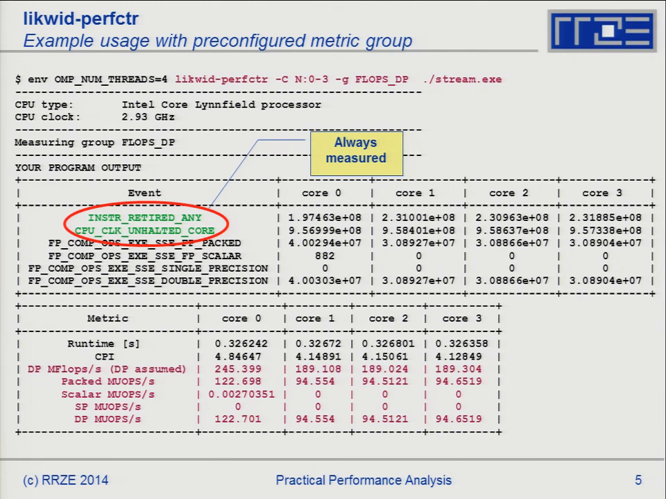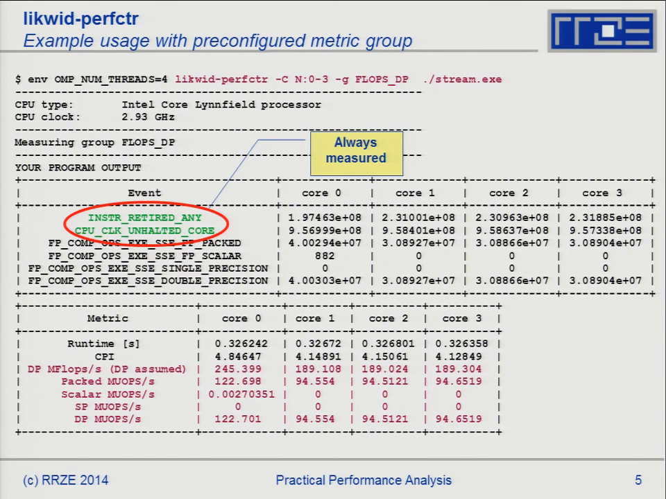OK, the second box contains some derived metrics. Derived metrics are things that are computed from the raw counts and which are probably interesting. For example, the CPI. CPI is a metric that tells you how many cycles it takes to execute one instruction on average. Now the minimum CPI, the best possible CPI you can get on a modern CPU is 0.25, one quarter, because modern CPUs can execute at most four instructions per cycle.